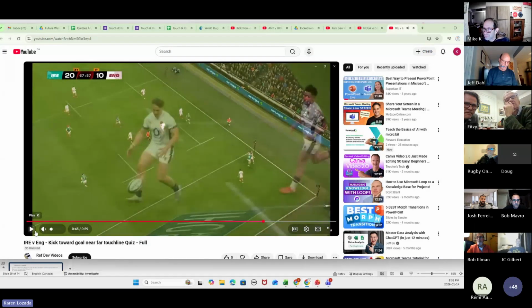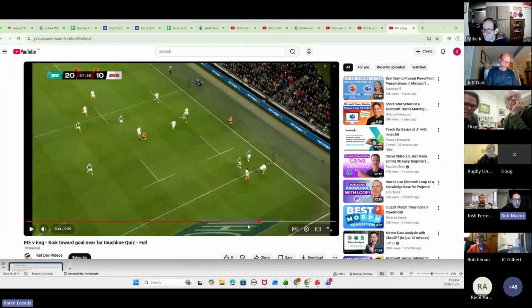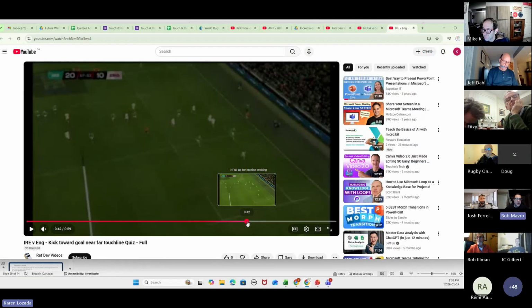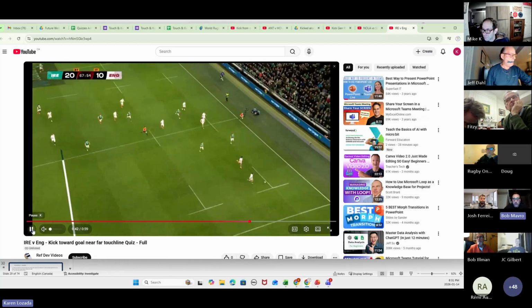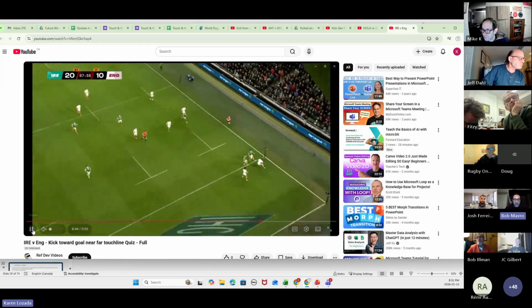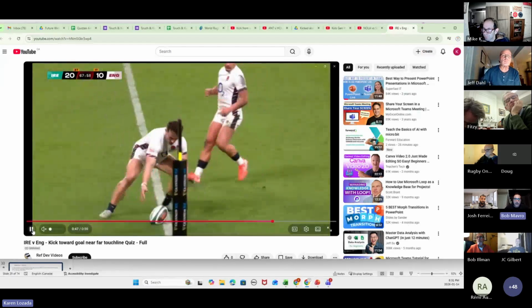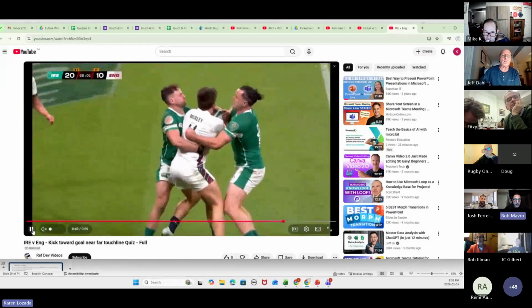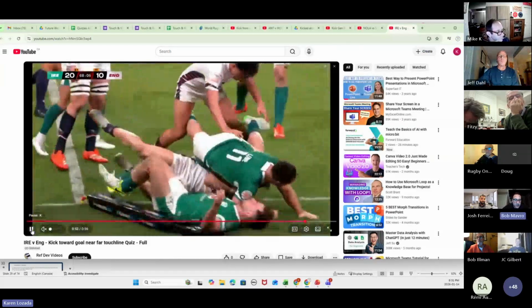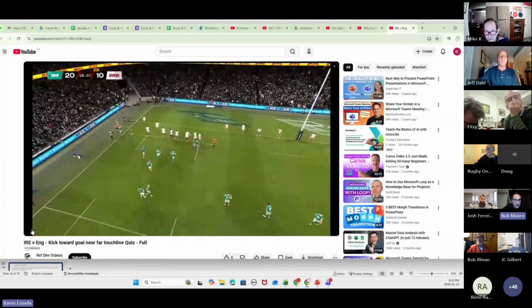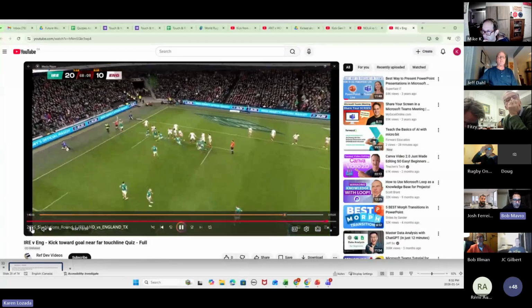So what are we seeing there, Bob? Okay, I struggled quite a bit with this one, but what I saw was that the player was not tackled in goal. He was not brought to the ground. So law 14.1. I've got D for this one, that it's a 5-meter line out to green, because they pulled him into touch and there was no tackle in goal.